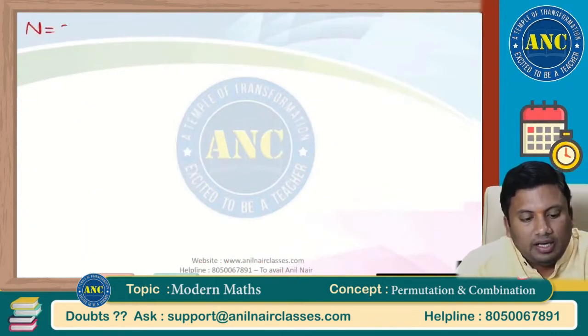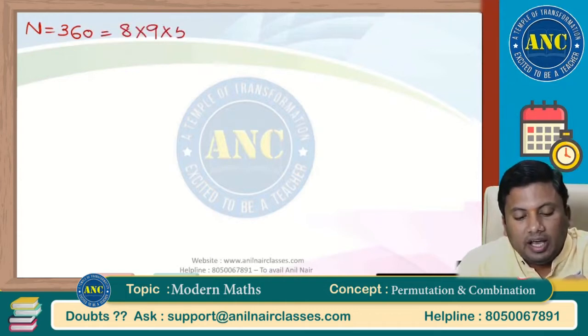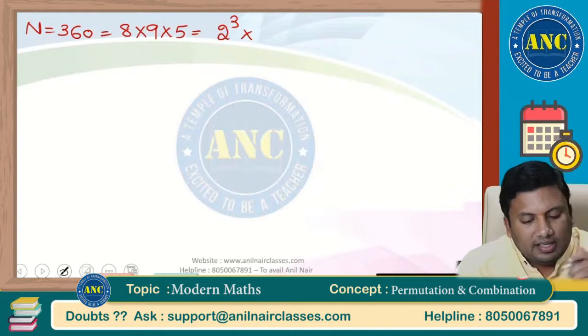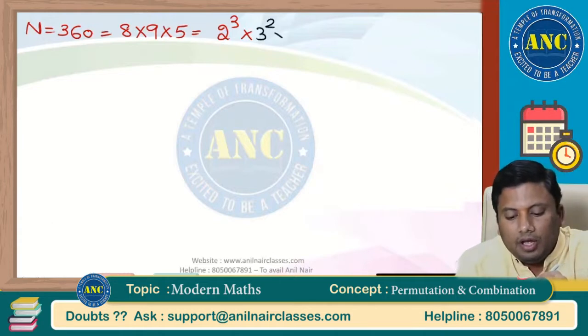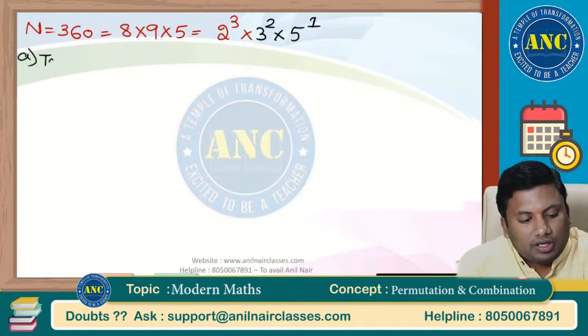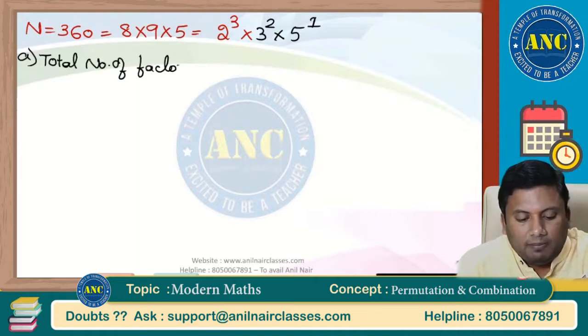Suppose n is nothing but 360. 360 as a power of prime bases is 8 into 9 into 5. 8 as a power of prime bases is 2 cube. 9 is nothing but 3 square. And this is nothing but 5 power 1. First question: find the total number of factors.